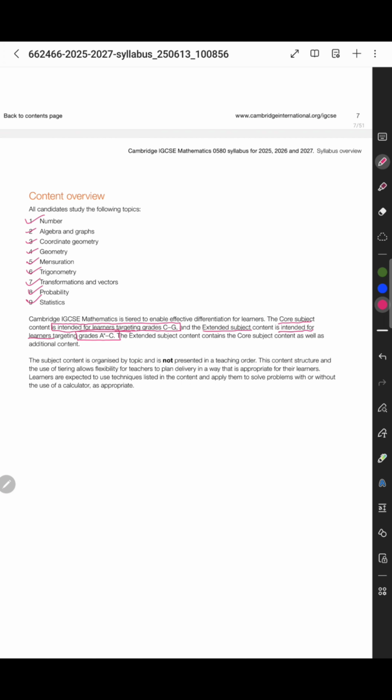Just remember, the extended tier includes everything from the core curriculum plus additional advanced material. One of the best things about this syllabus is flexibility. The content is organized by topic, not by strict teaching order. This means your school or teachers can plan the delivery in a way that makes the most sense for your specific learning context and pace.